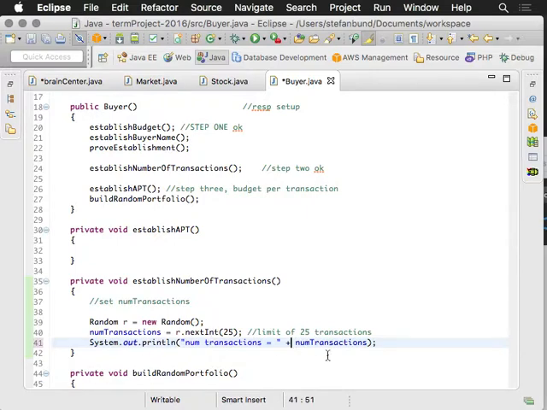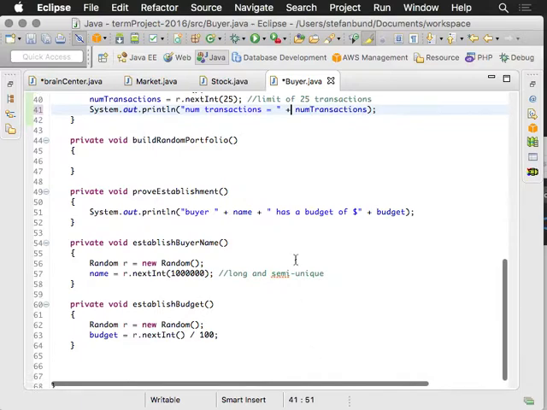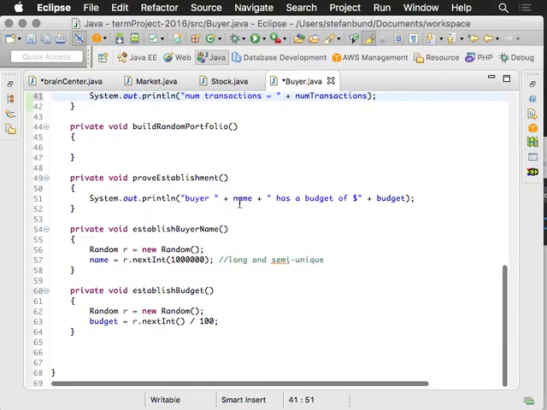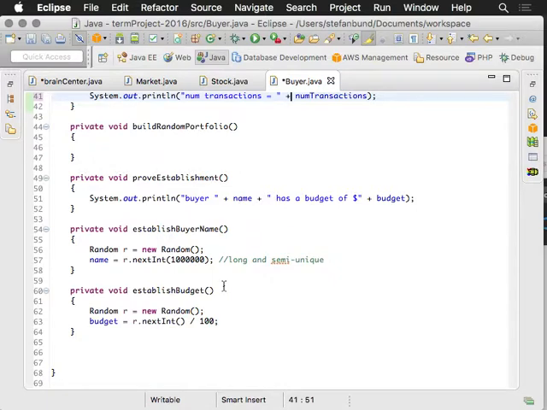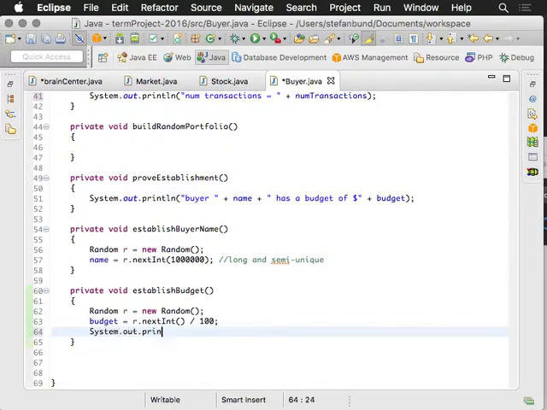So that's going to prove the number of transactions. I'd also like to prove the budget, and that's prove establishment. And that's fine. What I wouldn't mind doing is just saying system.out.println "budget is set to" plus the budget.